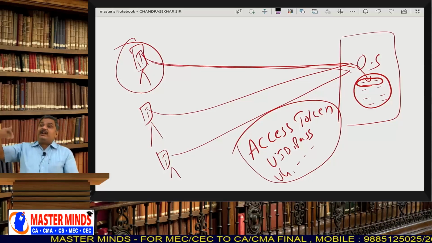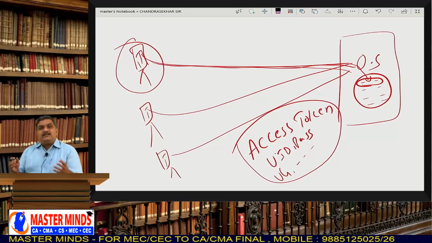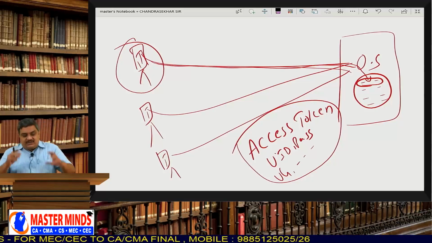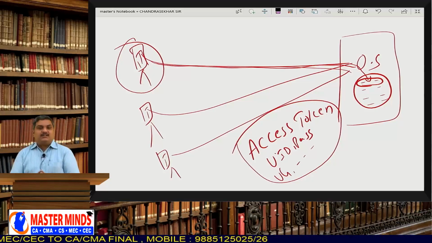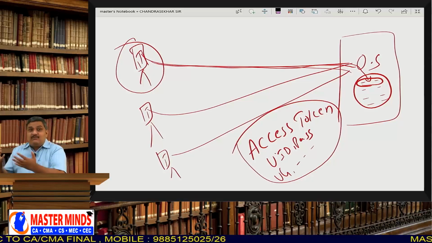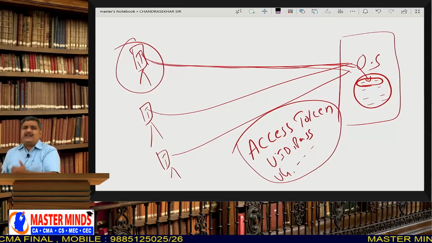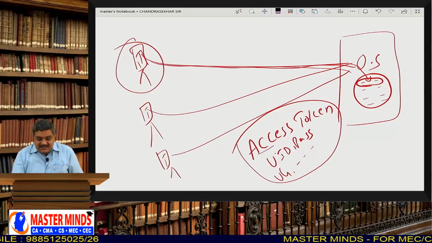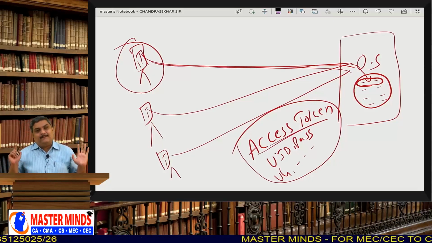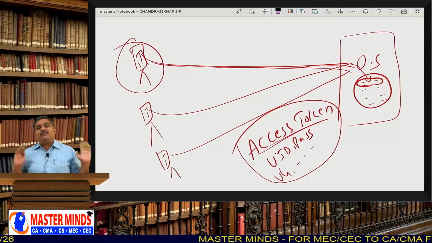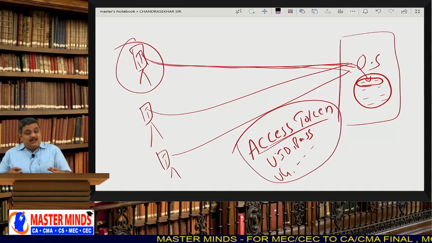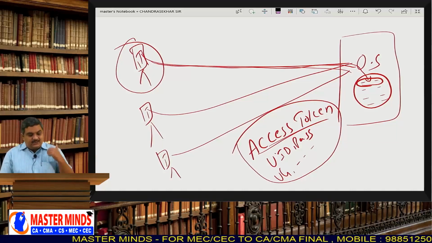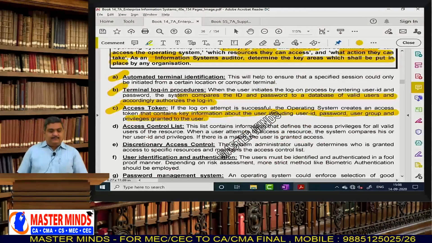See, for the first time when I logged in to the server, the operating system makes an access token and gives it to me, which contains everything related to me. And the next time when I connect to the server for some data, instead of checking all things again and again, the operating system simply uses this access token. It will just look at that access token and give me the access. This is the shortest way of doing the work rather than checking everything all the time. Okay. So that is called an access token.